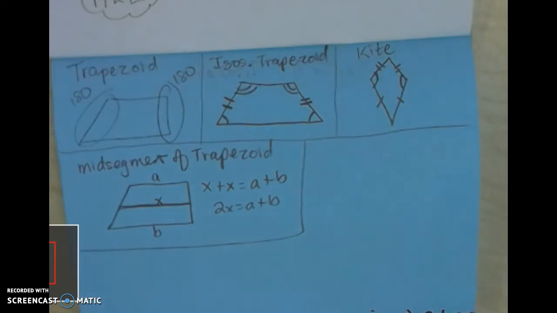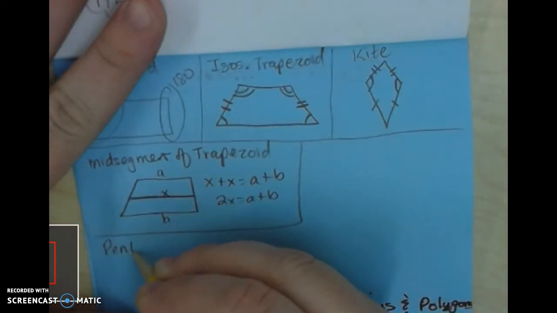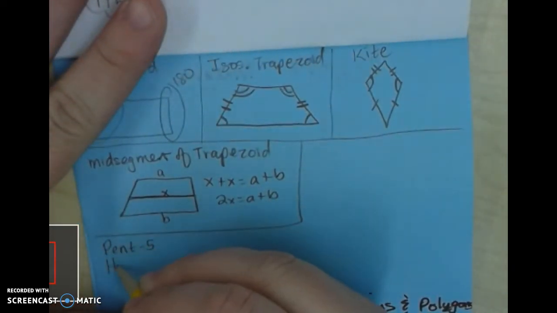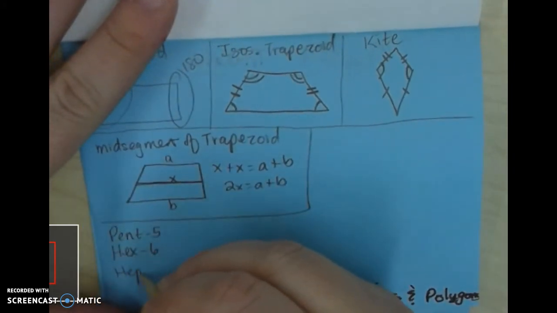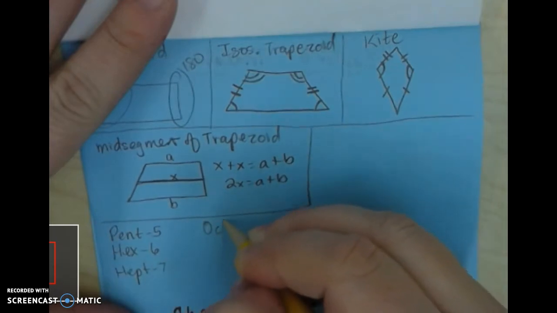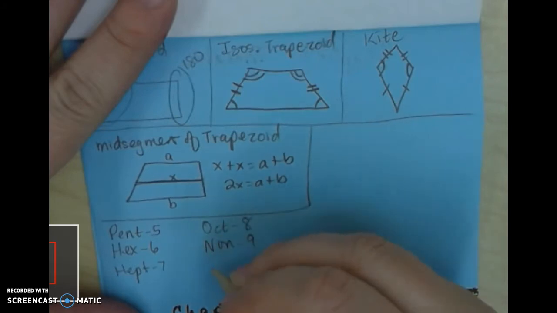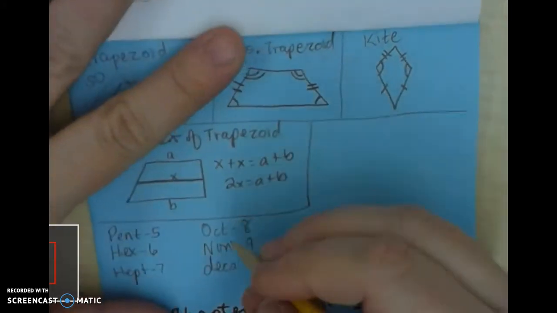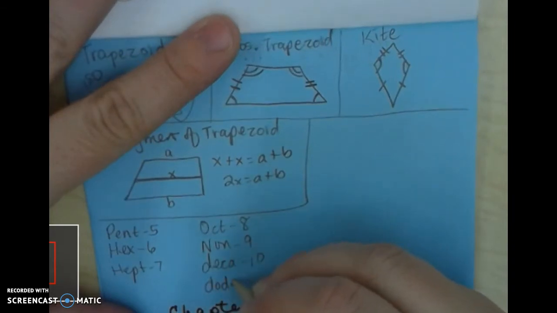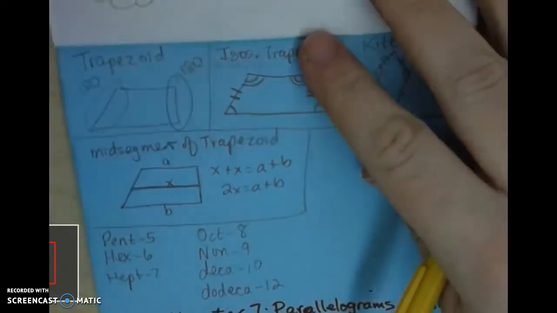Okay, and then now we're dealing with polygons, and we just need to make sure we remember the numbers. A pentagon is 5. A hexagon has an X in it, so it's 6. Heptagon is 7, octagon is 8, nonagon is 9, decagon is 10, and then the last one we have is a dodecagon, and a dodecagon is 12. So remember, you have to have those.